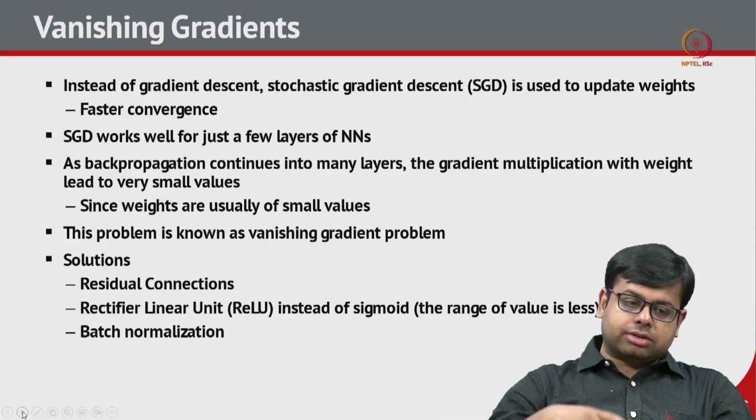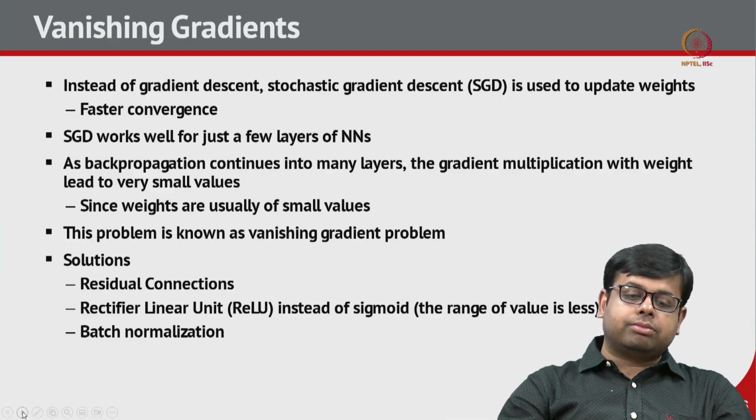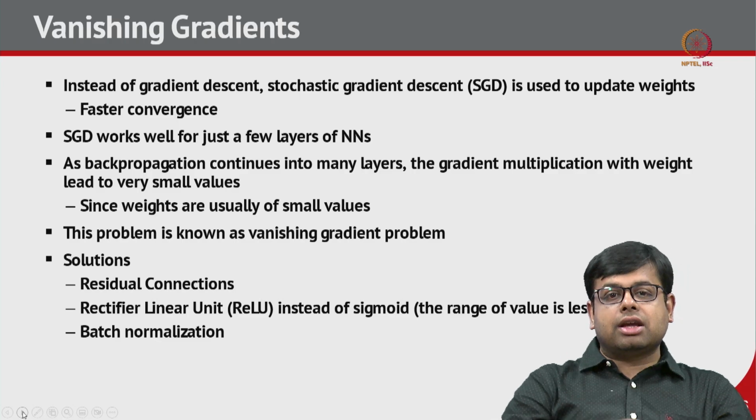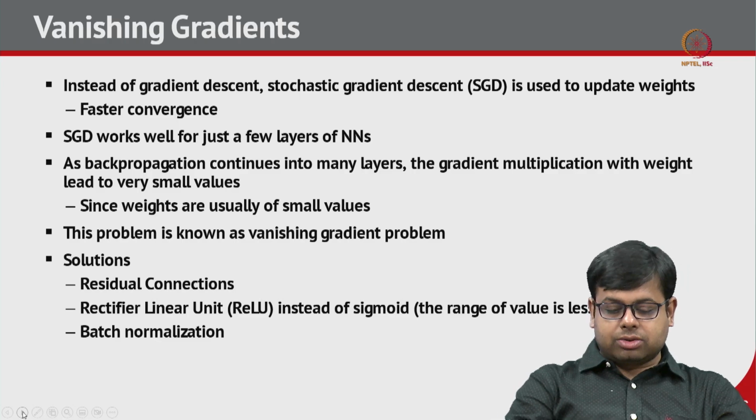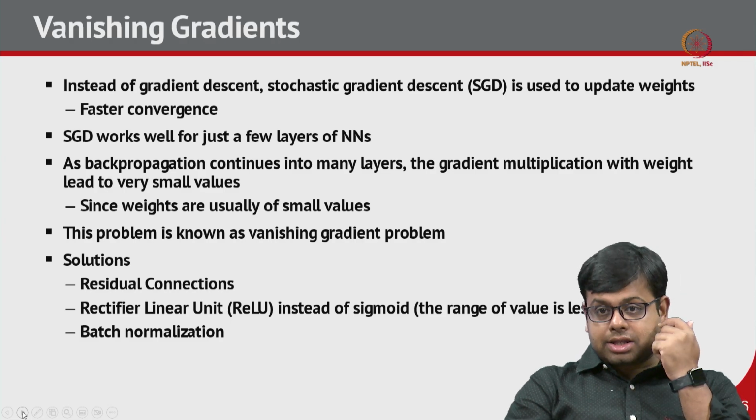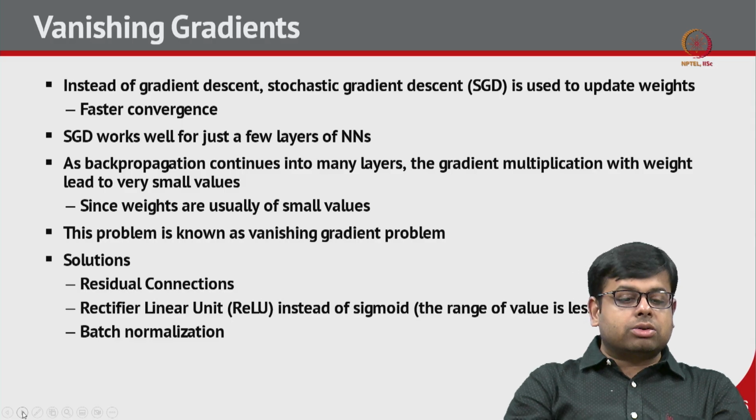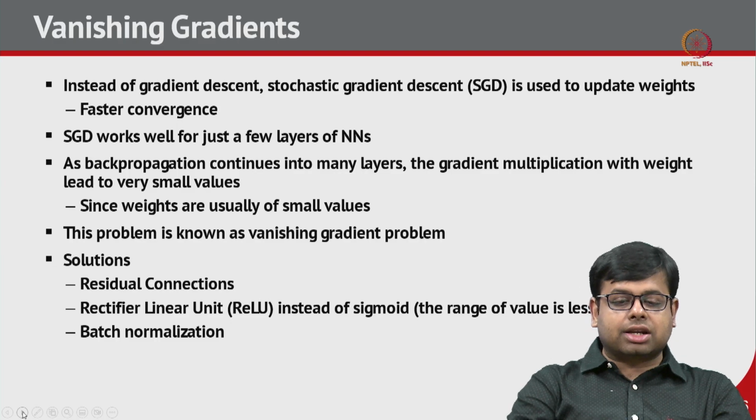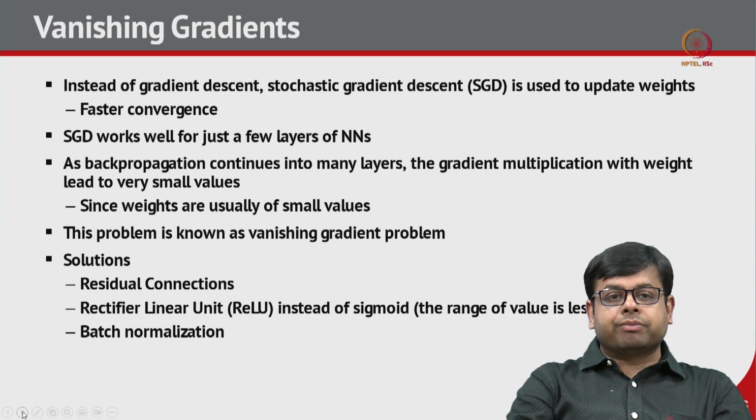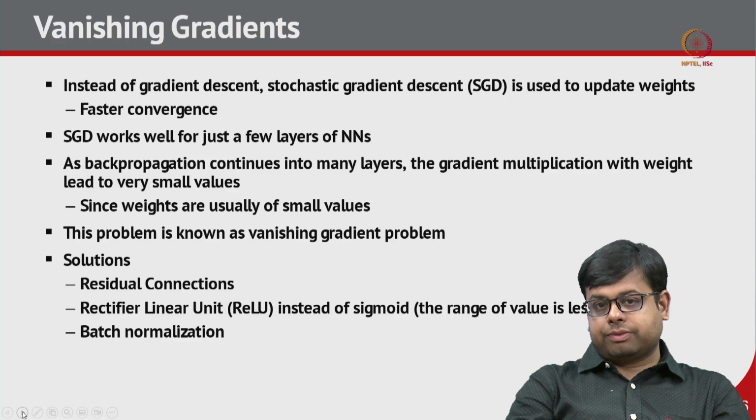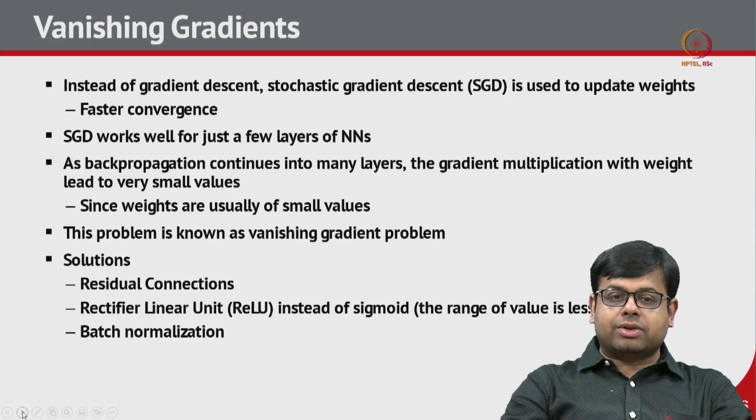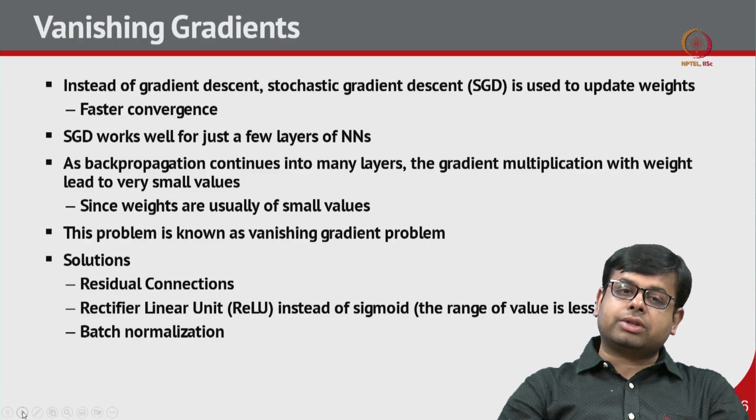As I was saying, we compute the error, and then based on the error we compute the gradient. There are specific algorithms which try to minimize the error with respect to the weights. Gradient descent is one of the popular algorithms, but instead of gradient descent, stochastic gradient descent is used to update the weights for faster convergence, right. Now SGD works well for just a few layers of a neural network. Remember that during training we have something called back propagation.